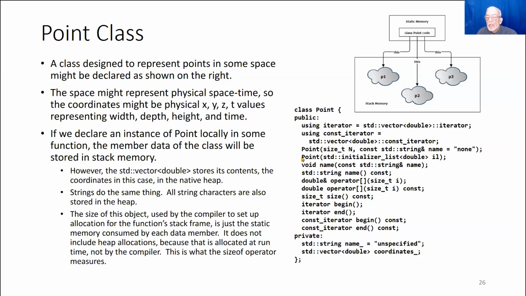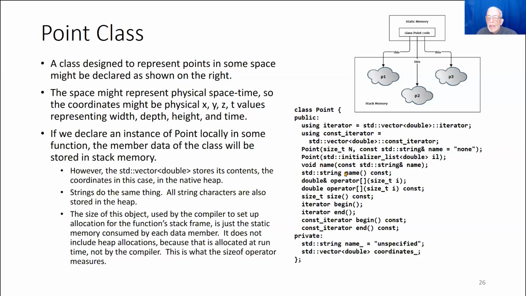There's another interesting constructor, Point, that takes a standard initializer list. An initializer list is a container from the standard library. And when we build a constructor that accepts an initializer list, that allows us to initialize it with a braced set of values. So in this case, we'd have a braced set of coordinates: height, width, depth, and time, perhaps. And then we have a name function that mutates the state.